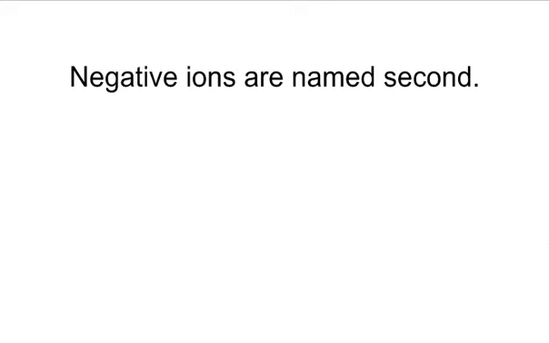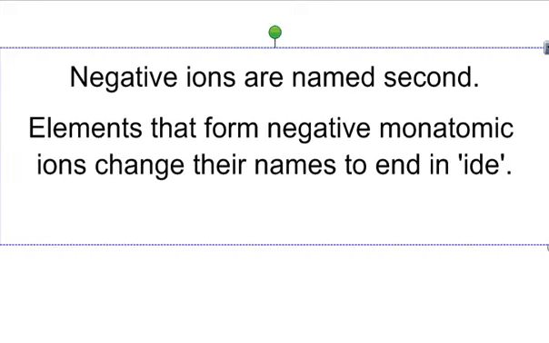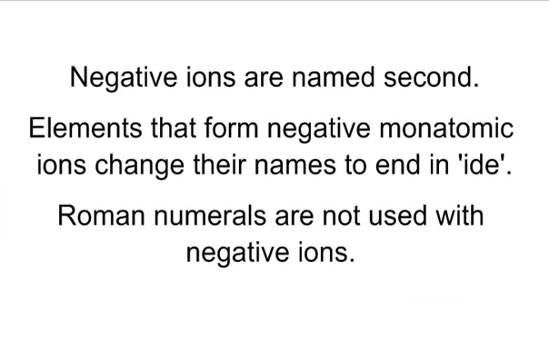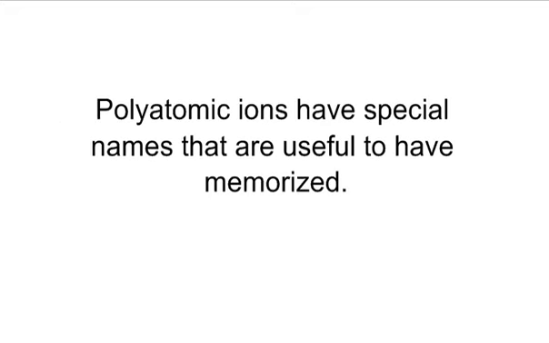Negative ions are named second. Elements that form negative monatomic ions change their names to end in IDE. Roman numerals are not used with negative ions. Polyatomic ions have special names that are useful to have memorized.